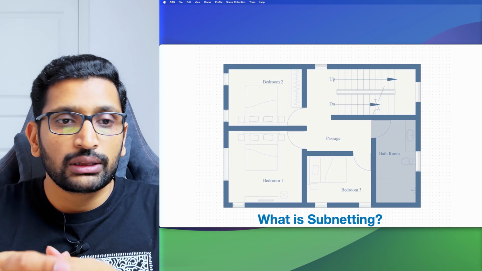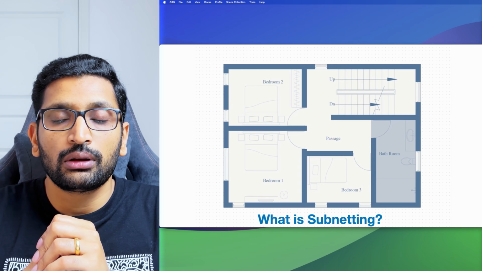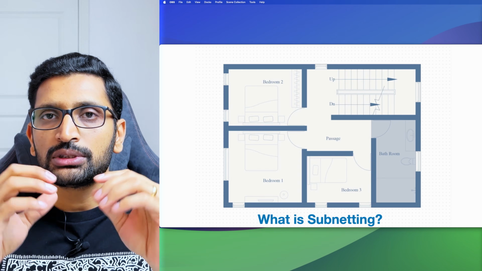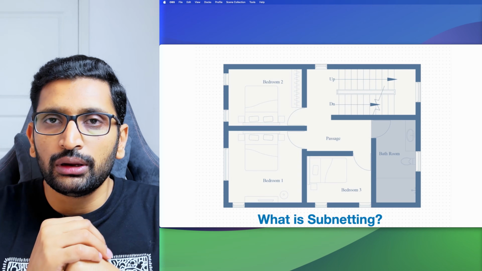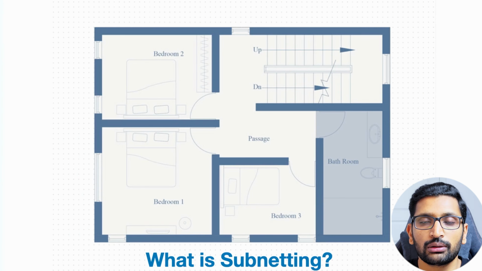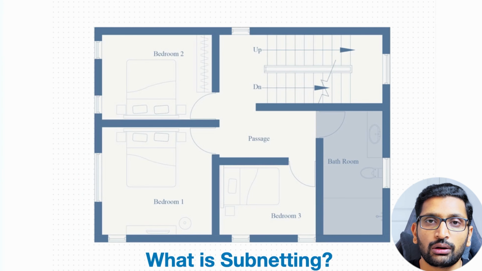And you might be wondering why I am showing you the floor plan of a house. I'm just trying to take an example over here. So here in this particular diagram, you will see a floor plan of a particular home. Consider this home as a large network, and these bedrooms, bedroom 1, 2 and 3, are considered to be the sub networks present within that large network.